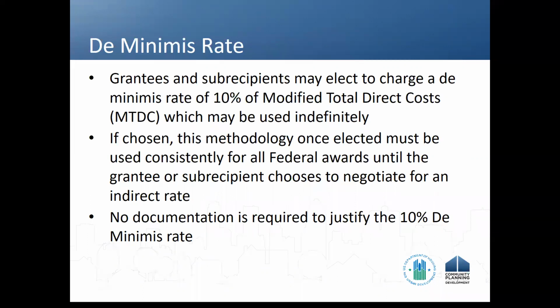If chosen, this methodology, once elected, must be used consistently for all federal awards until the grantee or subrecipient chooses to negotiate for an indirect rate. Finally, no documentation is required to justify or support the use of the 10% de minimis rate. So you don't have to provide supporting documentation showing that it did in fact cost 10%. It's just a flat, easy to use 10% rate.